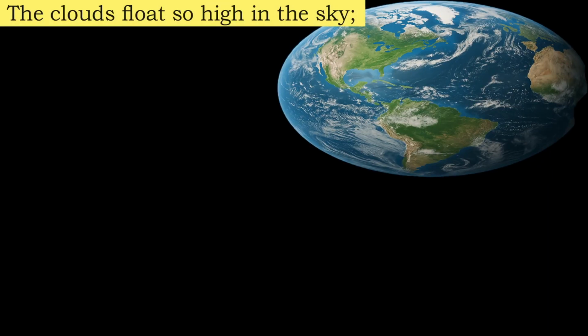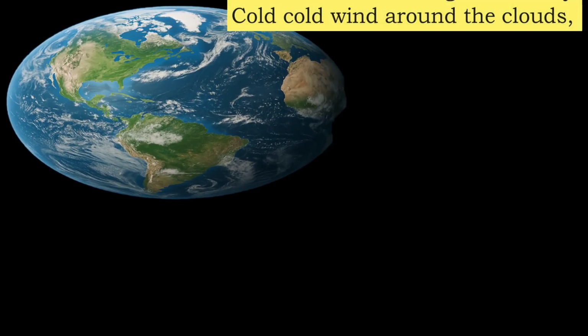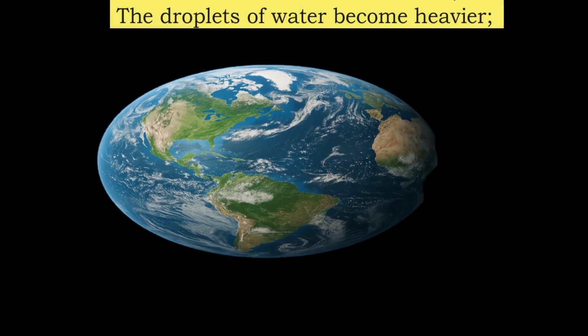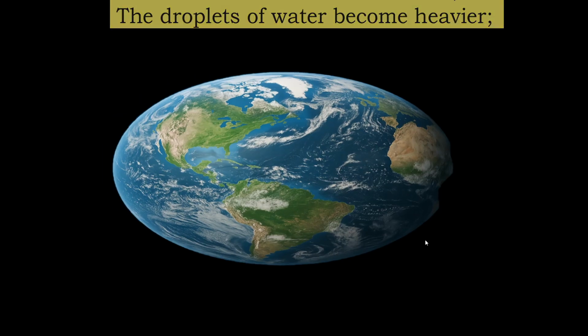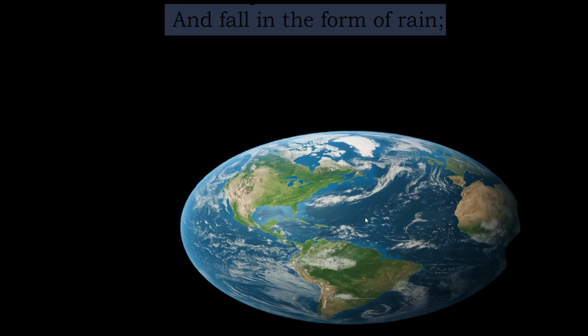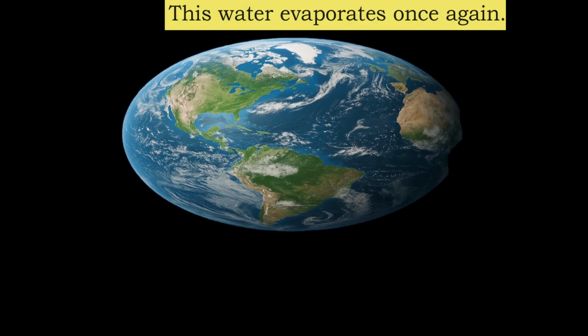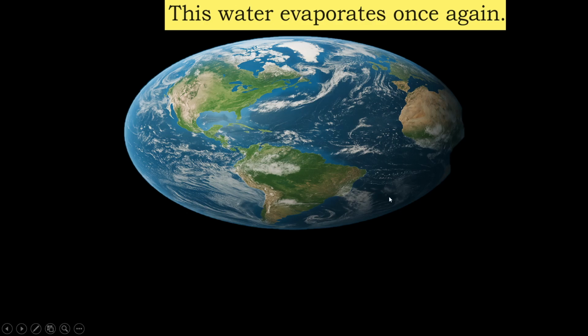The clouds float so high in the sky. Cold, cold wind around the clouds. The droplets of water become heavier and fall in the form of rain. The rainwater joins streams and ponds. This water evaporates once again.